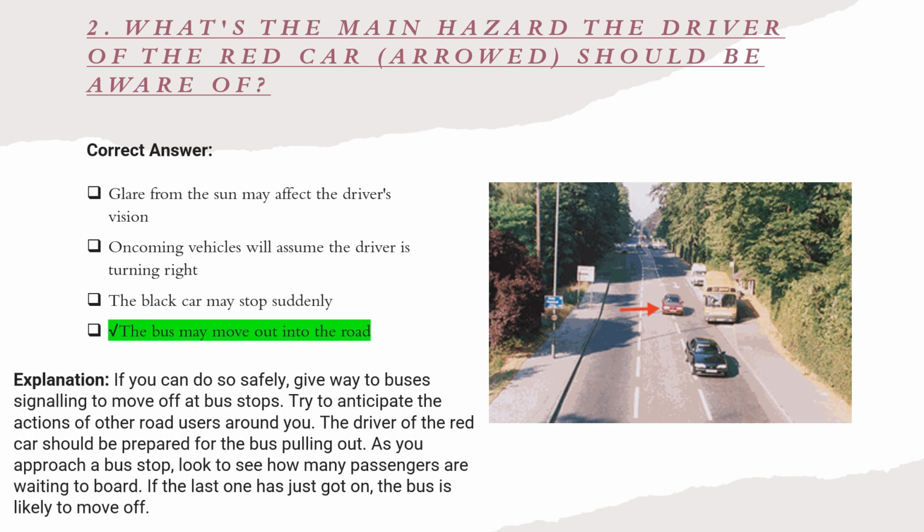Explanation. If you can do so safely, give way to buses signaling to move off at bus stops. Try to anticipate the actions of other road users around you. The driver of the red car should be prepared for the bus pulling out. As you approach a bus stop, look to see how many passengers are waiting to board. If the last one has just got on, the bus is likely to move off.